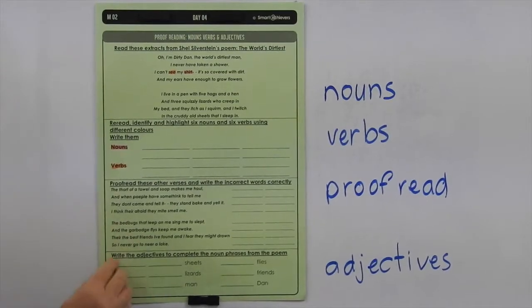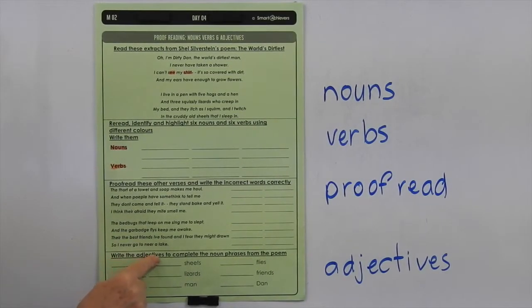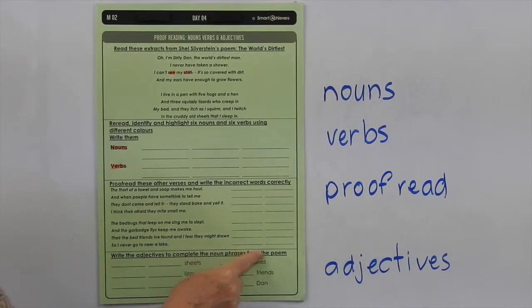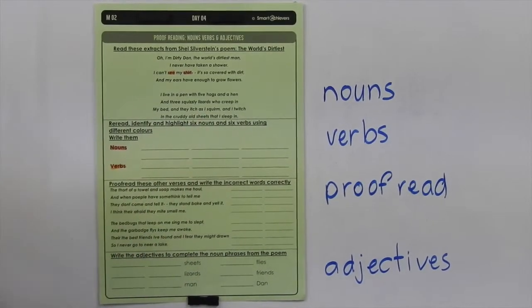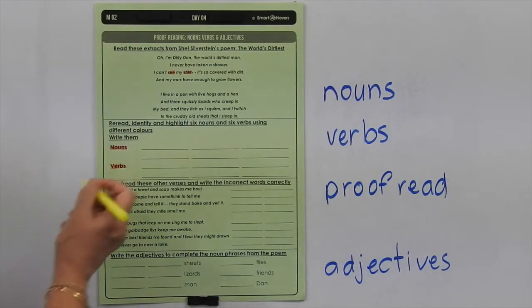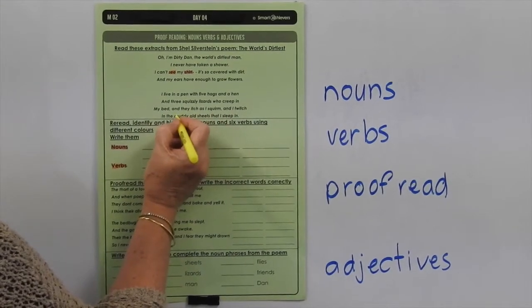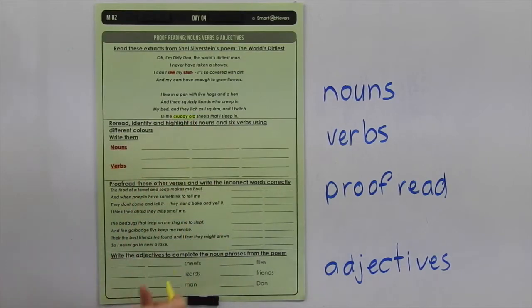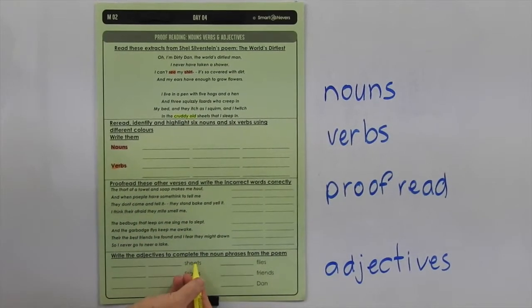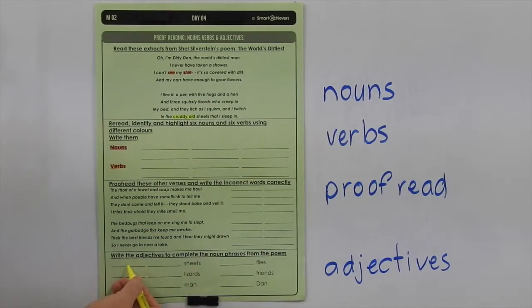Now, down the bottom here, you have to write the adjectives to complete the noun phrases from the poem. So if you find sheets, there's sheets there, you can see, and I probably should use another colour so you don't get confused. He describes the sheets as cruddy old sheets. So cruddy old are adjectives because they're describing the noun. So you write cruddy old.